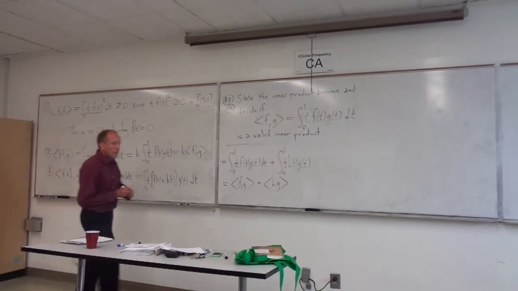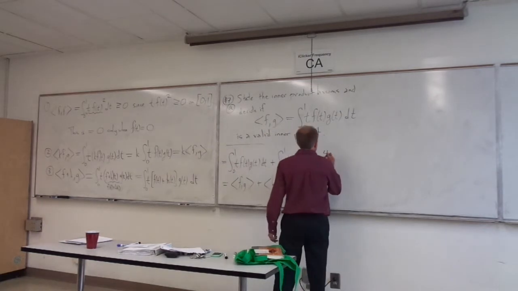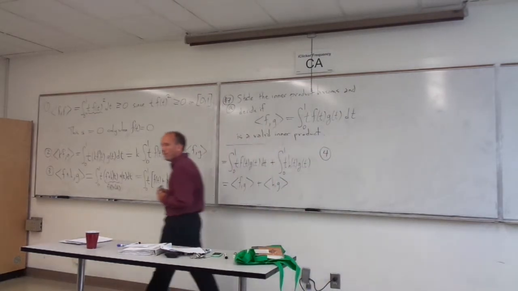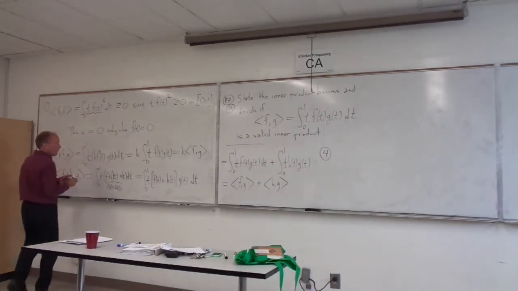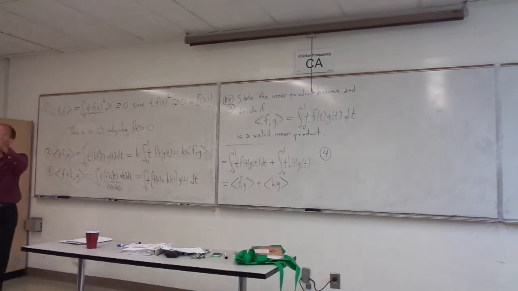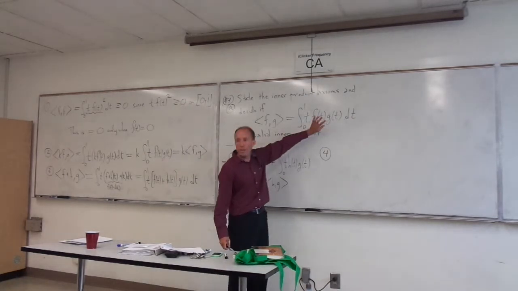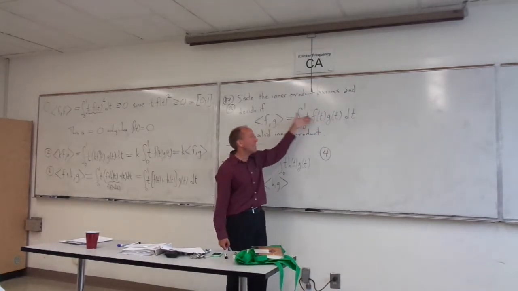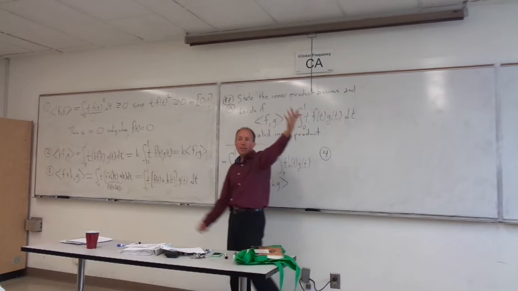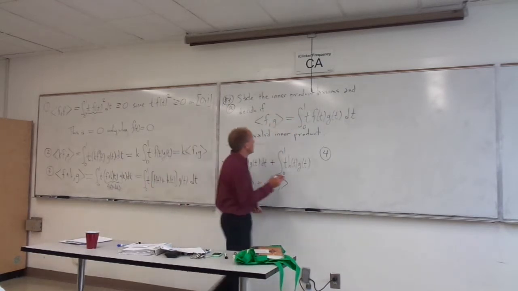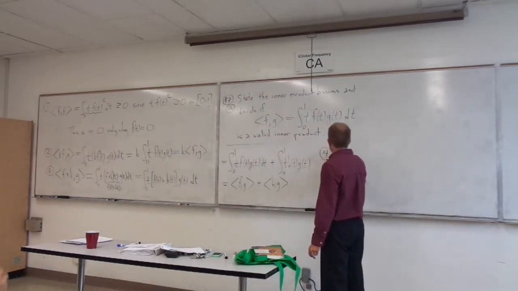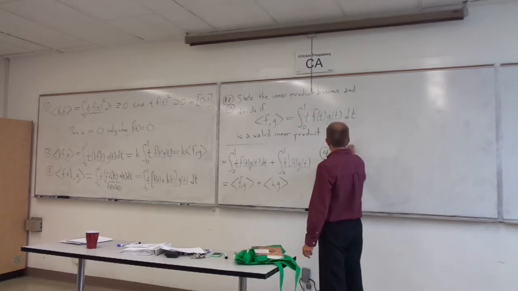What do you think about the fourth axiom? Is that going to work? The fourth axiom is the inner product of f with g compared with the inner product of g with f. Will they be the same? Absolutely. You can just look here. If you switch where the f and the g are, at the end of the day, the integrand is still the same.